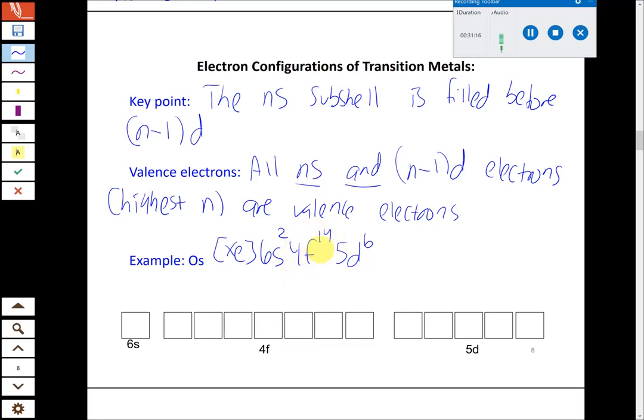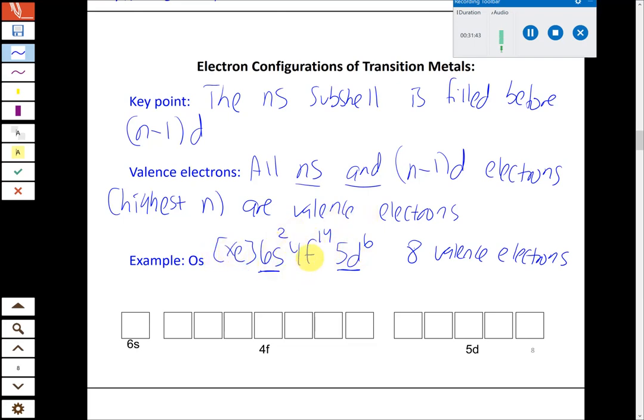That's why I did this one. So this will be the full configuration for OS, osmium. The number of valence electrons, though, is just going to be the s and the d. We don't count f electrons as valence for these. So it's going to be 8 valence electrons. So for transition metals, it's just the last s and the last d electrons that you put in count as valence, nothing else. So none of the core electrons and none of the f electrons as well.